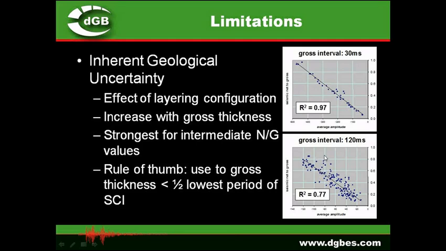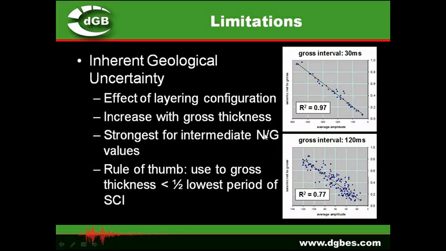You have inherent geological uncertainty. That is the effect of the internal layering configuration of the reservoir, whether it's front-loaded, back-loaded, randomly, or evenly distributed, in a sense that will have an effect on the average impedance that you will actually measure. And that effect of the layering configuration increases as your apparent thickness of the reservoir increases. It also is strongest for the intermediate net to gross values, because if you have 50% shales and 50% sands, you just have more possibilities to reorganize that stack in different ways.